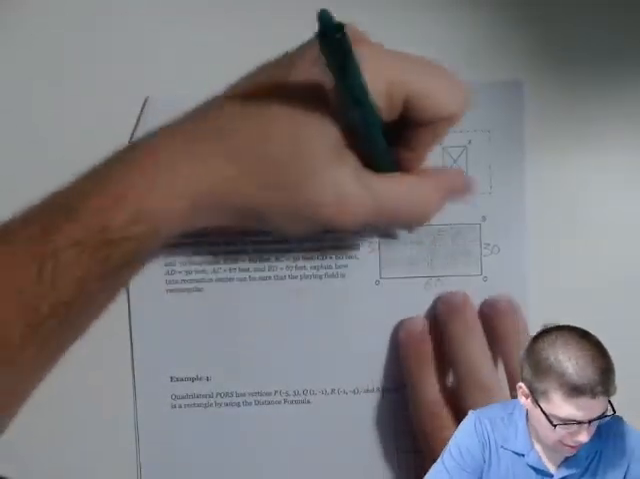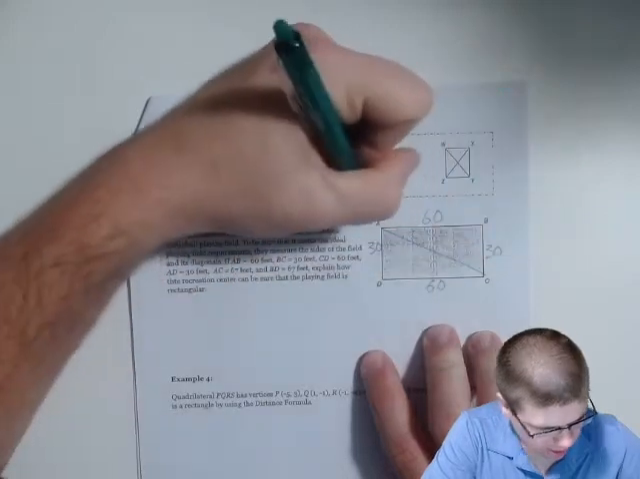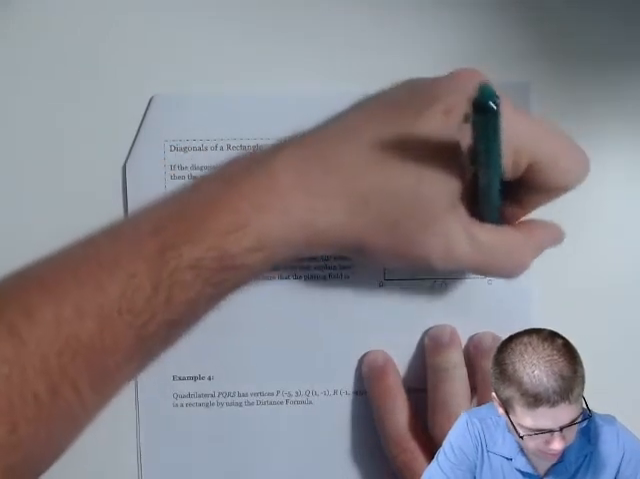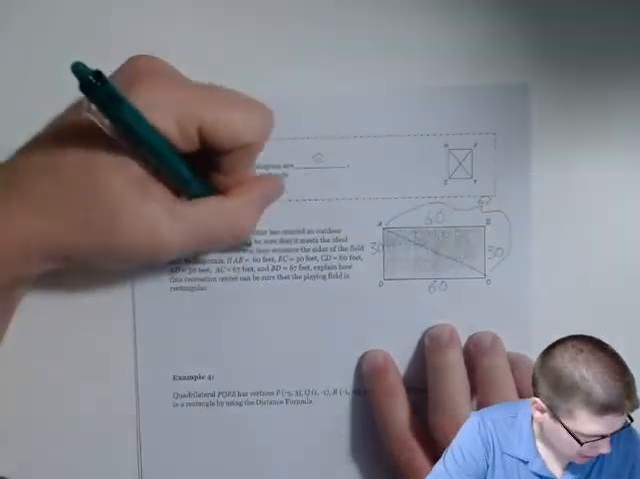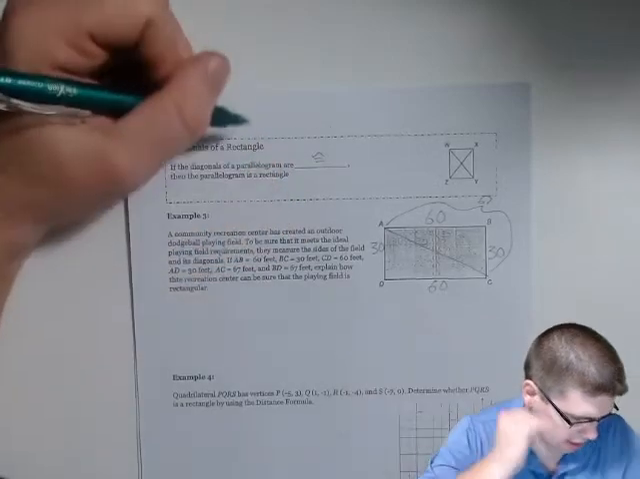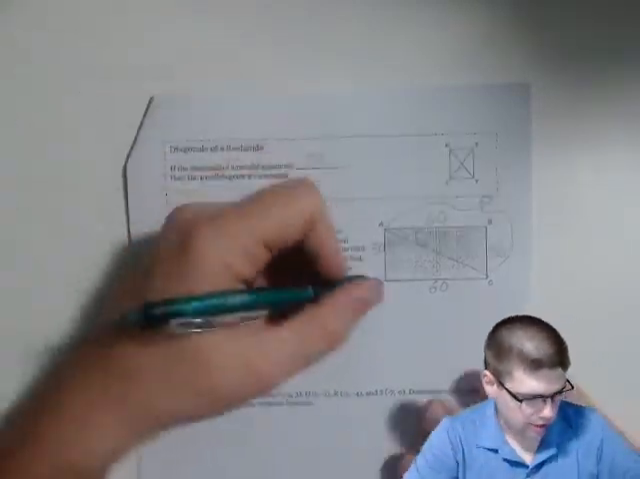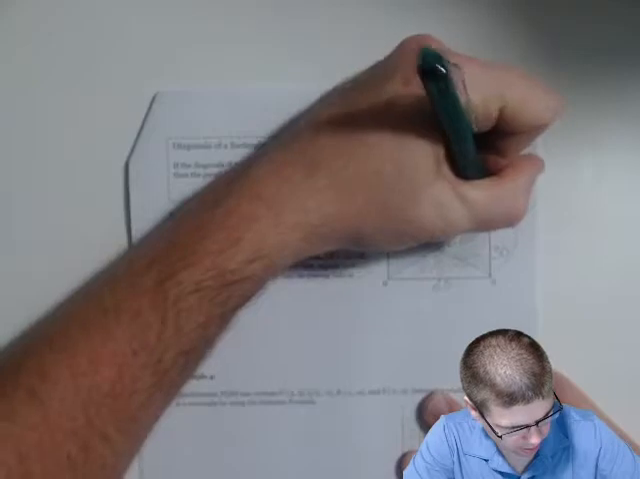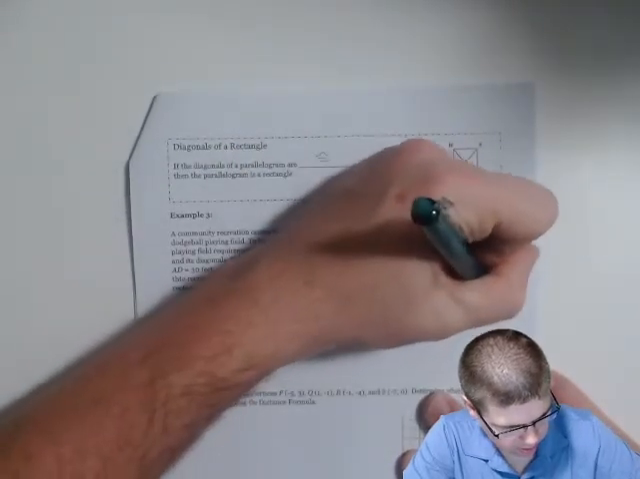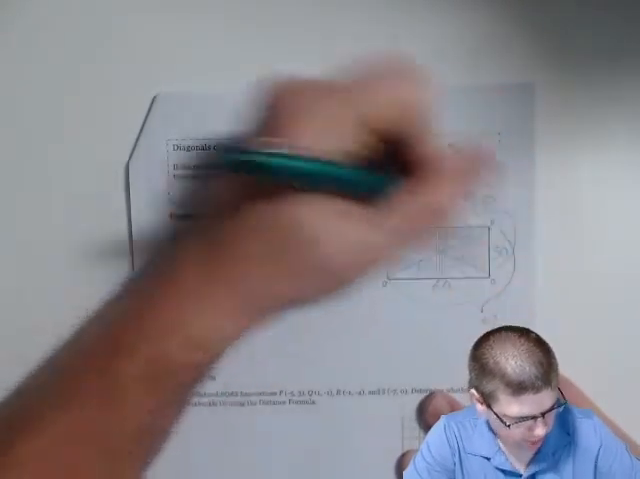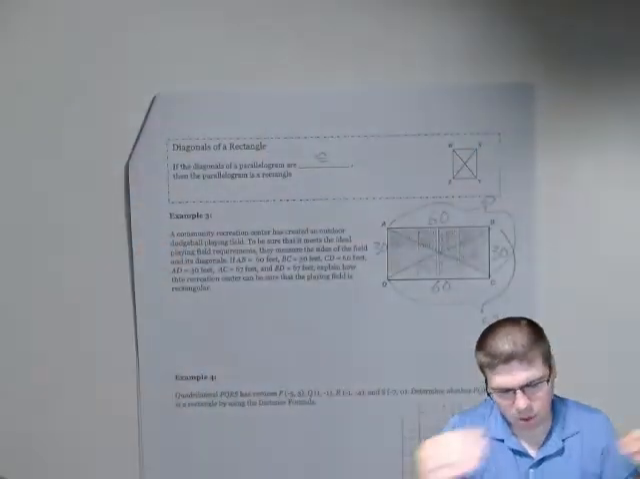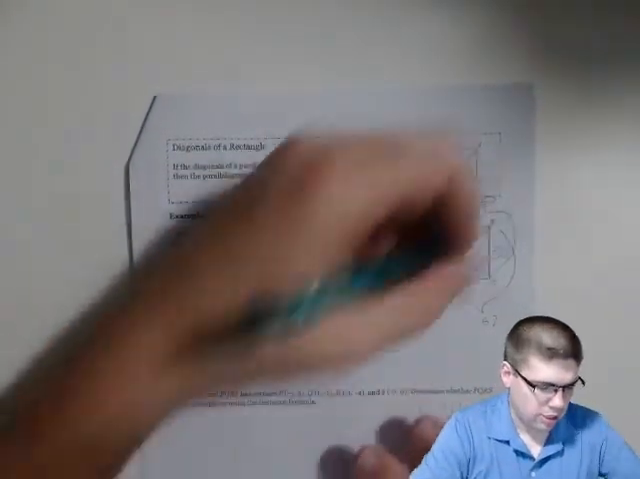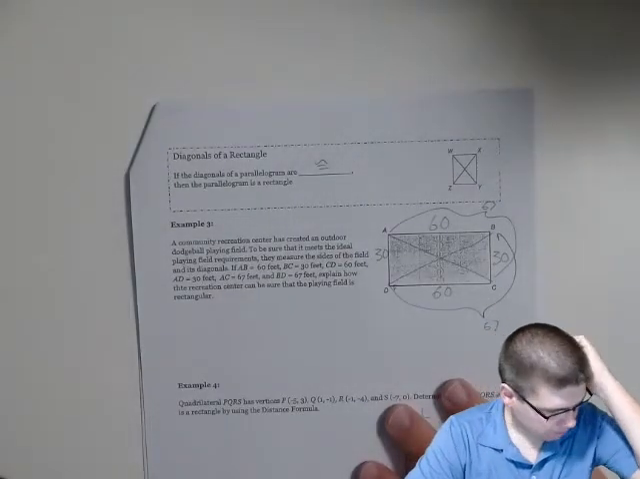AC is 67, so this measurement there, I'm going to try and bring it out here, is 67, and then BD is 67. So this measurement is 67. It's really hard to kind of mark those diagonals where they overlap each other. So I don't know if this is the best way to do it, but that's what I'll do.